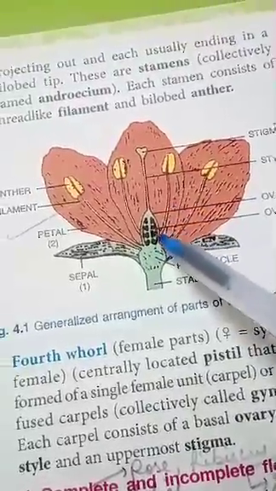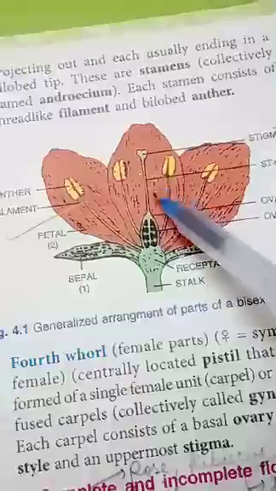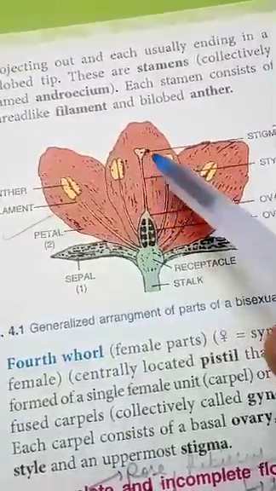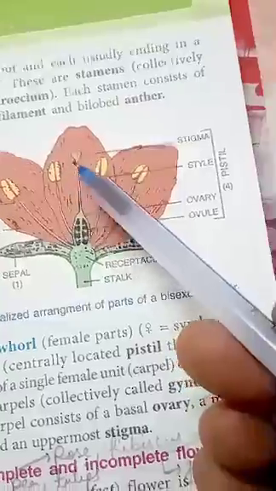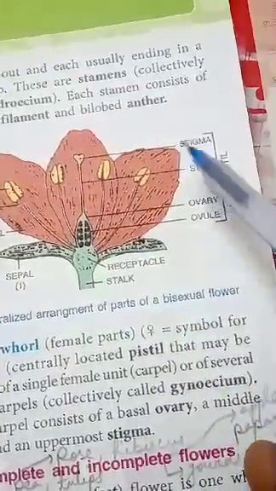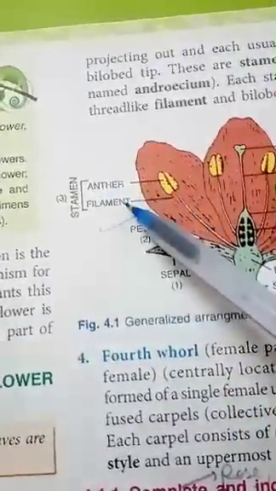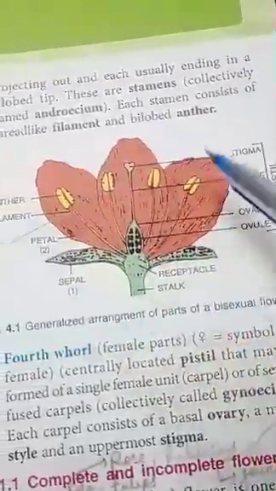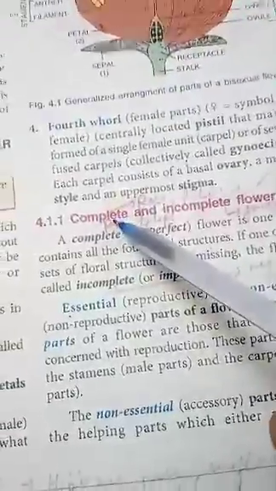Coming to the innermost whorl, which is the female reproductive part, the collective term is gynoecium, and individually it is pistil or carpel. Now this carpel consists of stigma, style, ovary and ovule, that is the pistil. Then the stamen consists of anther and filament. Yes, so any flower which has all these 4 whorls is called a complete flower.